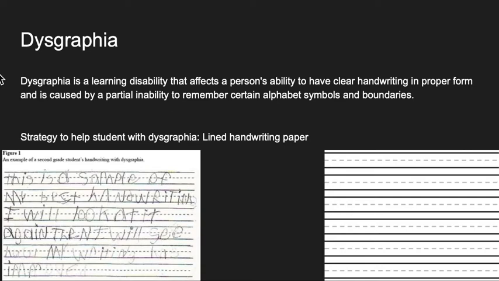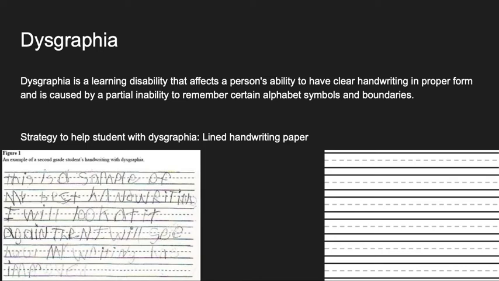Dysgraphia is a learning disability that affects a person's ability to have clear handwriting in proper form and is caused by a partial inability to remember certain alphabet symbols and boundaries. Dysgraphia can be seen as irregular letter shapes and sizes, a mixture of printed and cursive letters, misuse of line and margin, and among other things, poor organization on the page.